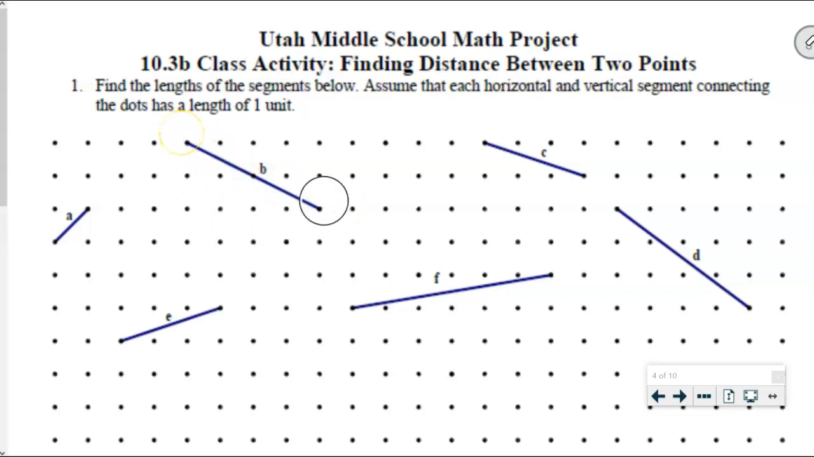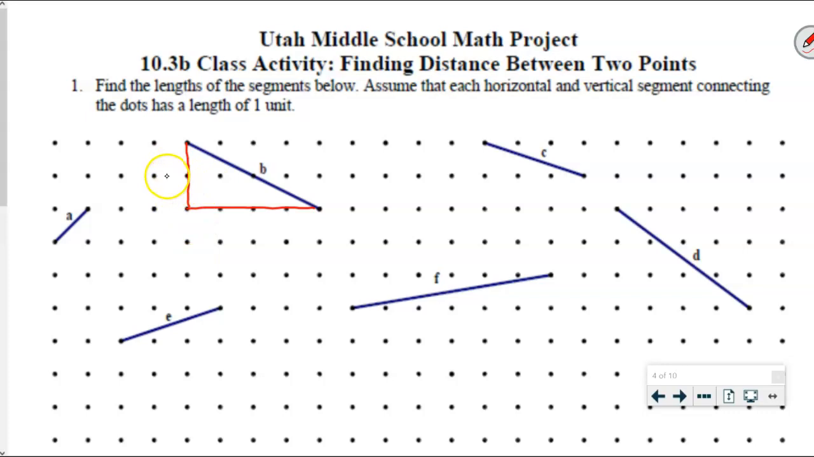So when I look at segment B, I guess, and I ask you to find the length, your first instinct should be to make it into a triangle. Make it into a right triangle. So drop it down. Go across, and when you actually draw it, can you see the right triangle now? And now we can use the Pythagorean theorem to figure out how long segment B really is.